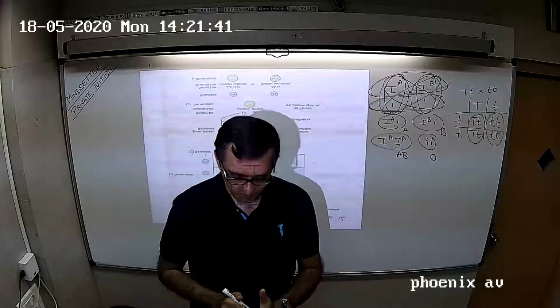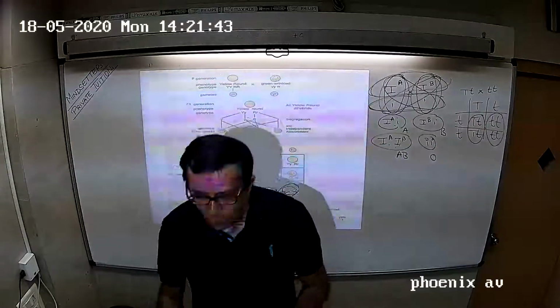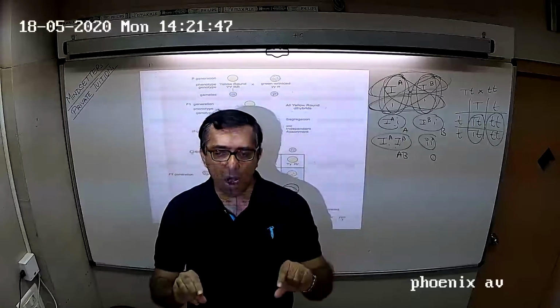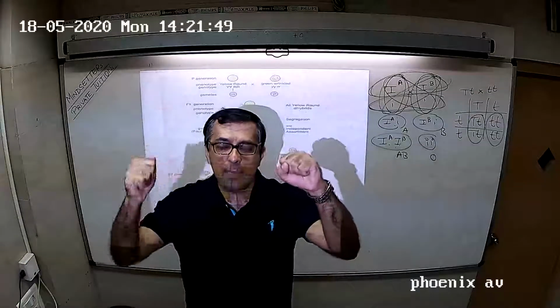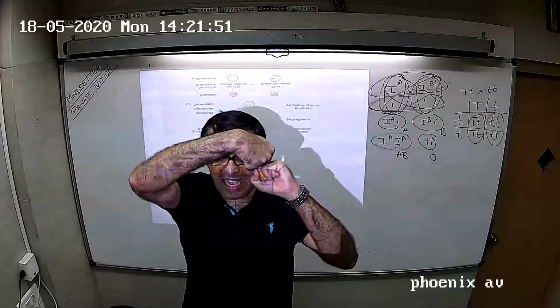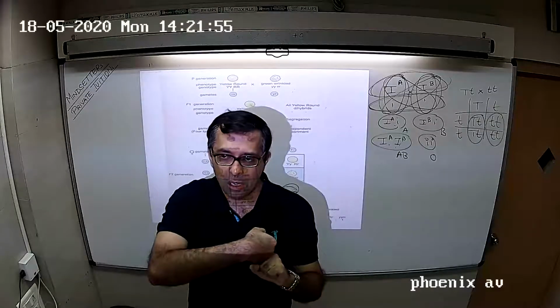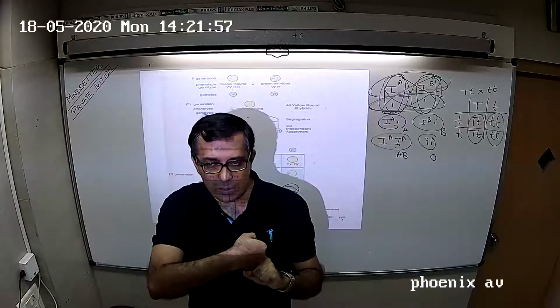Something new for you. If you have capital T, small t, capital R, small r, what will capital T become? Dominant over small t. What will capital R become? Dominant over small r. And that is called law of dominance.